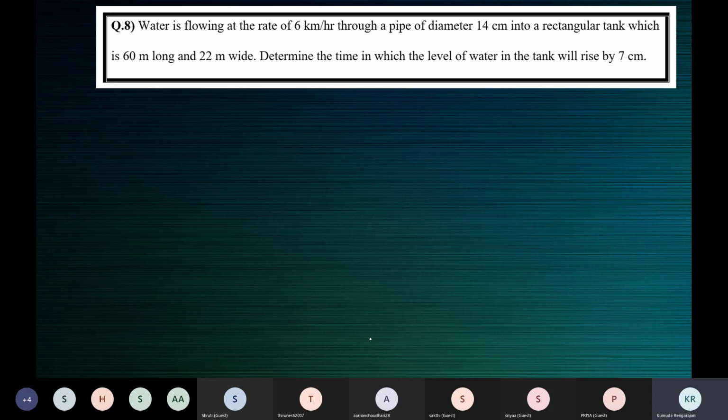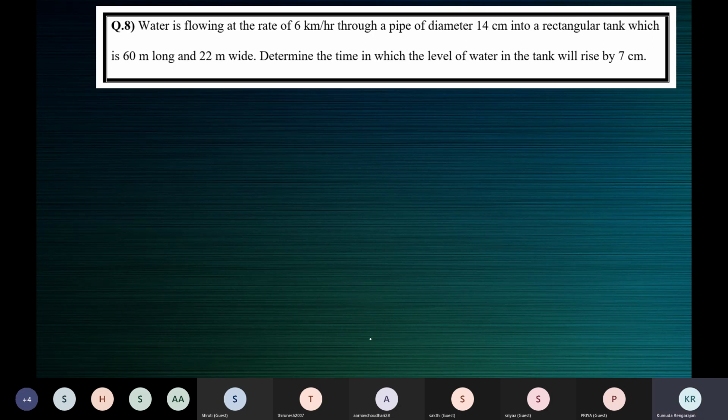In the earlier question, time was given. You have to find the increase in height. Here, the height of the water, not the increase in height, that's the level of the water. In the earlier one, time was given, 30 minutes, and you had to find the level of the water. Here the level of the water is given and you should find the time.